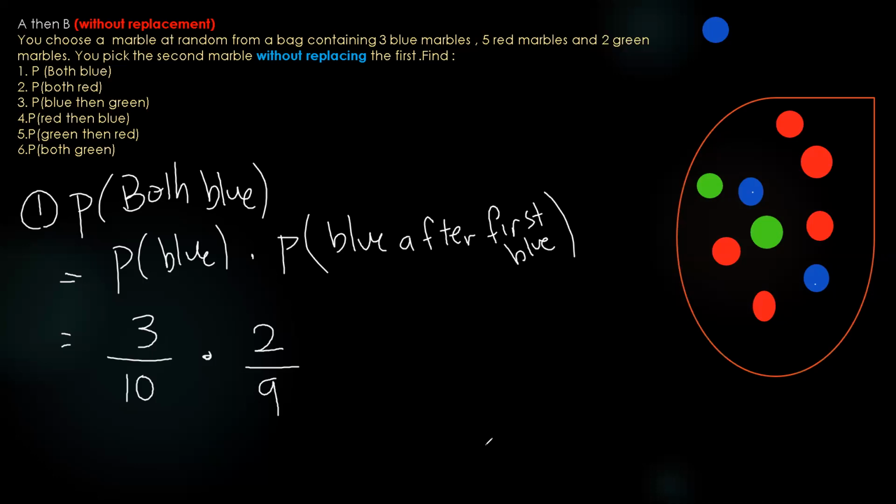I will repeat. The probability of selecting the first marble as blue is 3, we have 3 blues at the beginning, over 10. Then after I take the first blue, I keep it outside. So I have only 2 blue now. So the probability will be changed. The probability now will be 2 blue over the whole number, which is 9, because I take one of them outside. So here the answer will be 6 over 90.